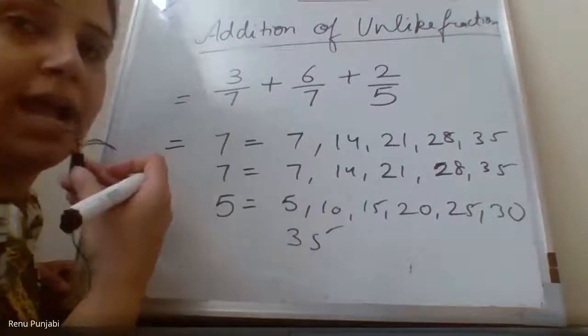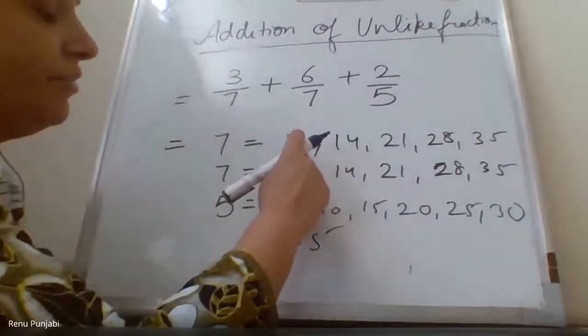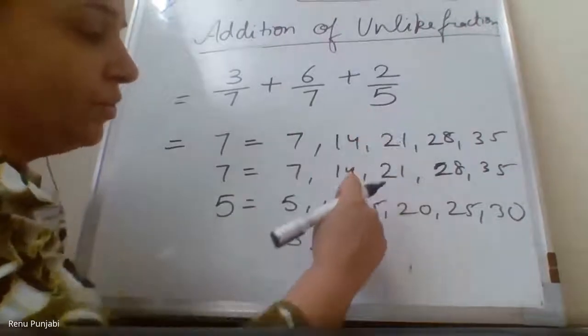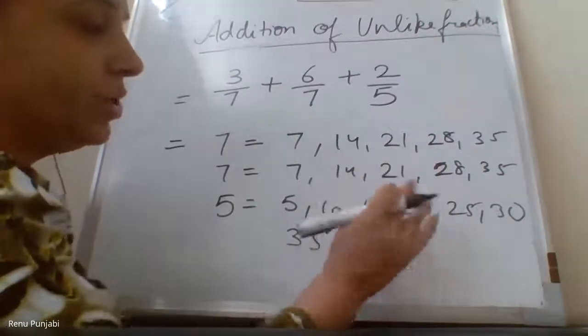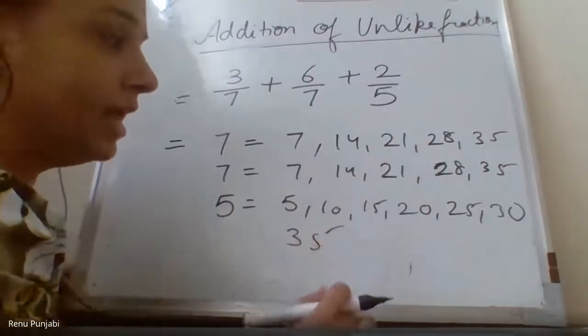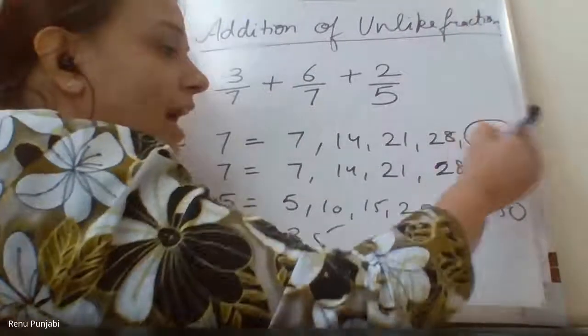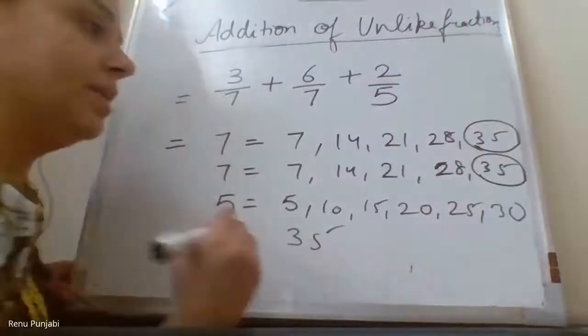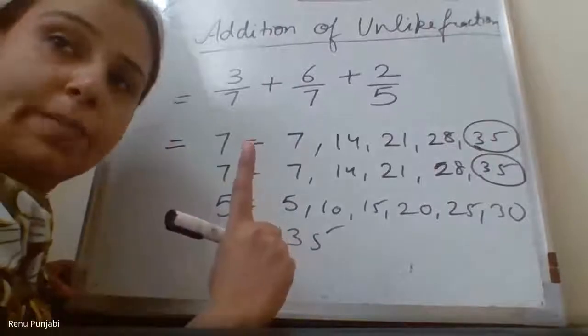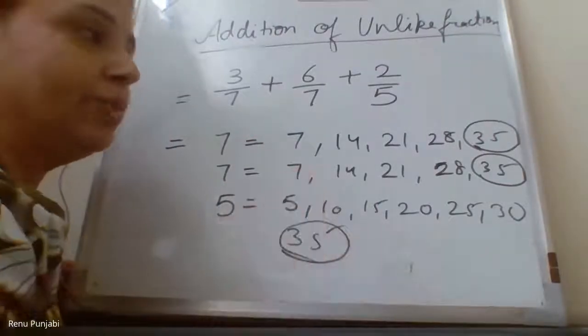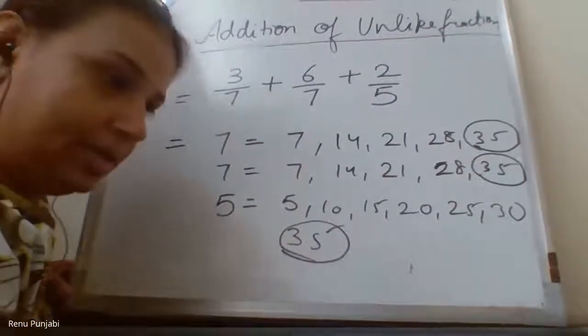Very good, Swara, Advika. So I see 7 is not there in all the three, 14 not there, 21 not there, 28 is not there. So 35 is the first common. Least common means the first common. First common multiple in all the three.